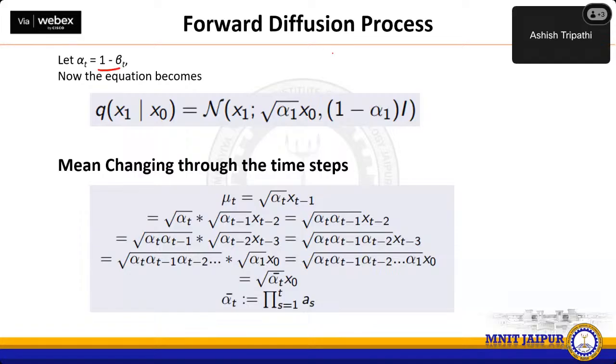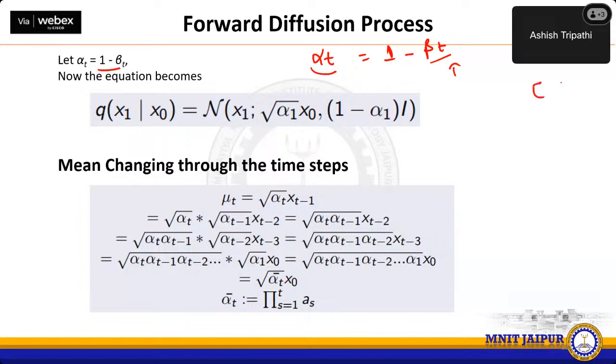So I am assuming one more variable that is called alpha of t. Alpha of t is equal to 1 minus beta of t. It is the reverse of that. For example, what does beta t represent? Beta t represents the amount of noise that we are adding to the image. So naturally, what will alpha t represent? Alpha t will represent the reverse of that.